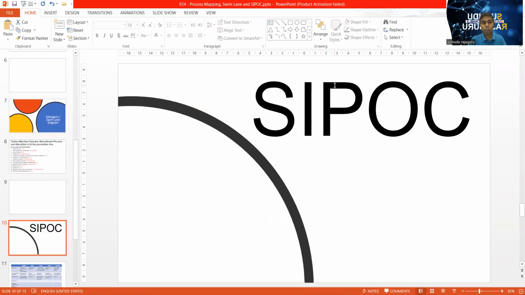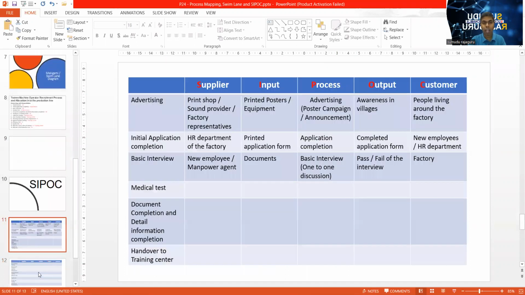Now, we already know the process, so we have to prepare this kind of chart: supplier, input, process, output, customer. So what is the process? I just put it in here, advertising. For advertising, what are the inputs? We have to use some printed posters, some equipment, a sound system. Whatever thing we can consider as input. Who are the parties that supply that input? They are the suppliers: maybe a print shop, sound provider, factory representatives.